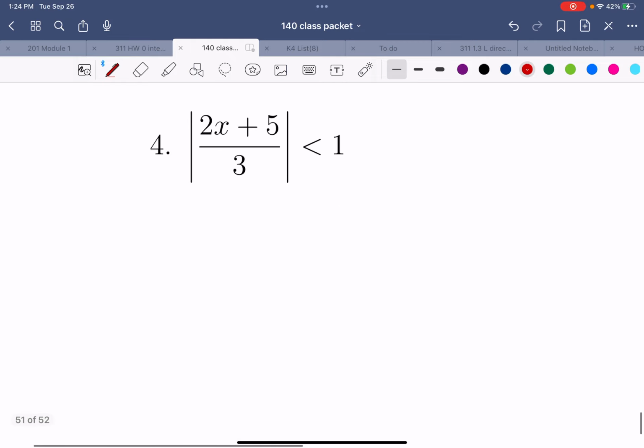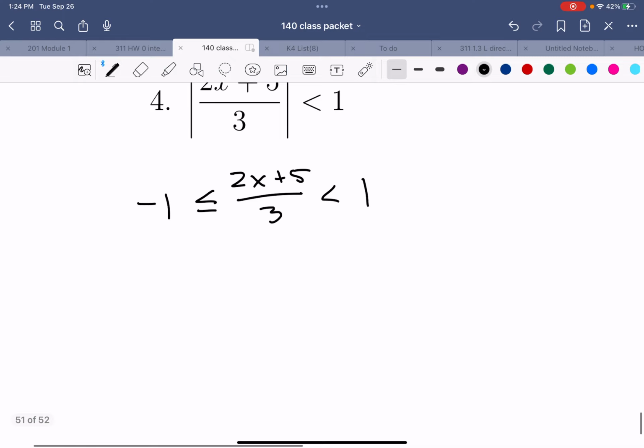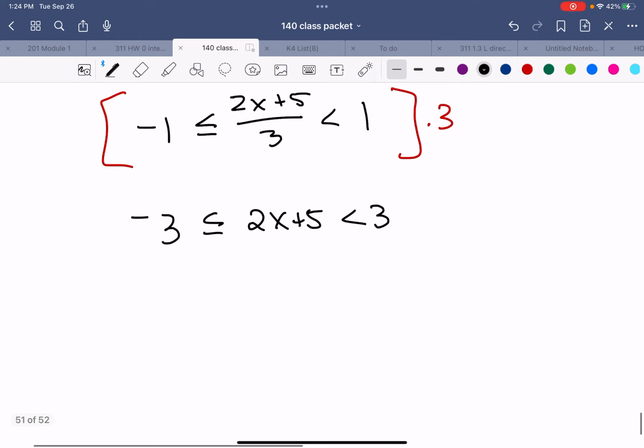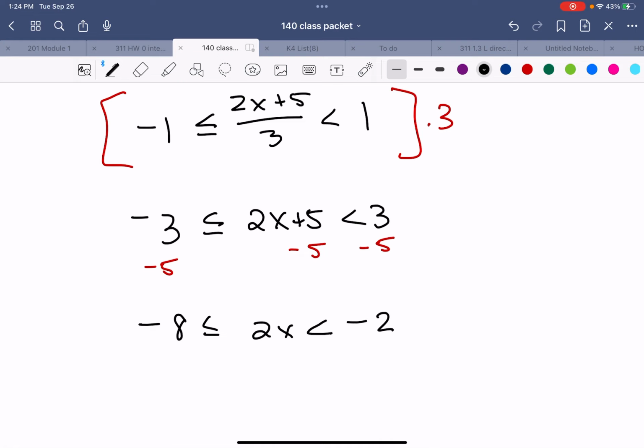Here's one where it is going to give us an answer because we're less than or equal to a positive number. So we're going to start out here by putting this between. So our 2x plus 5 over 3 is going to be between negative 1 and 1. Then we're going to solve like a normal inequality. So we're going to multiply everything by 3 to get negative 3 less than or equal to 2x plus 5 less than or equal to 3. Then we're going to get rid of this 5, so subtract 5. That's going to give me negative 8 is less than or equal to 2x is less than or equal to negative 2.